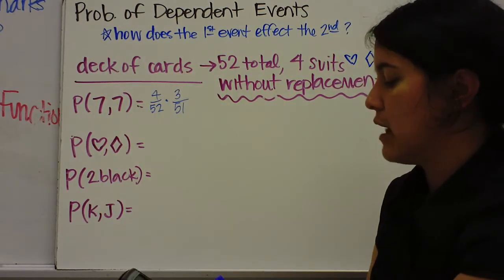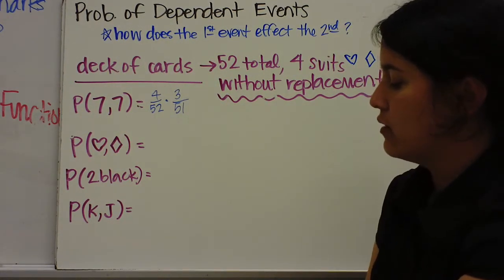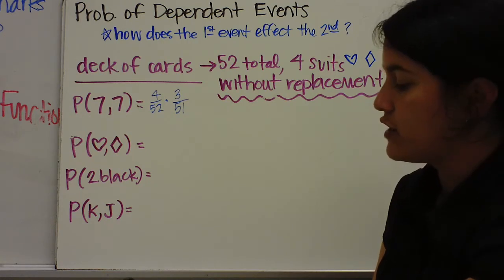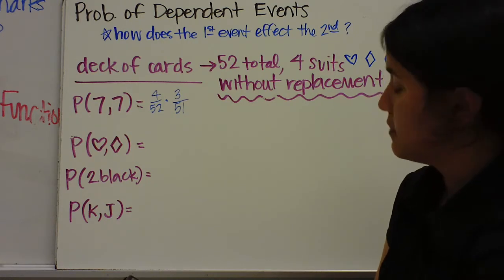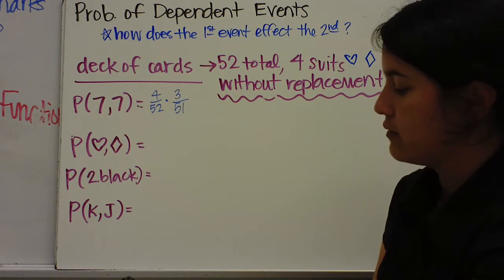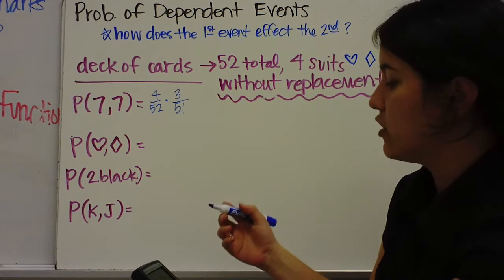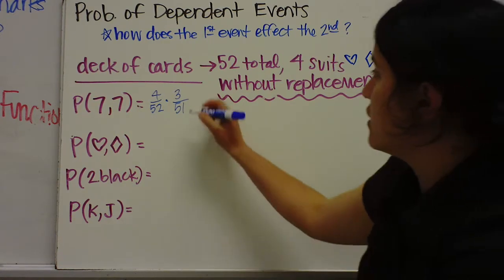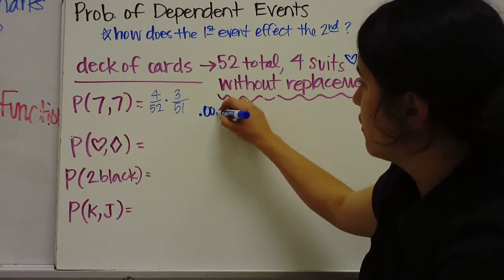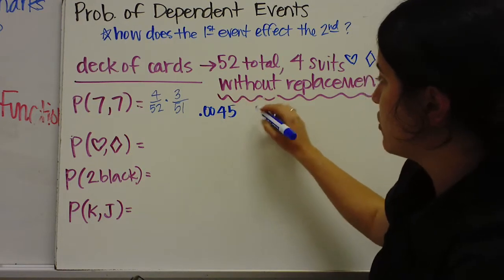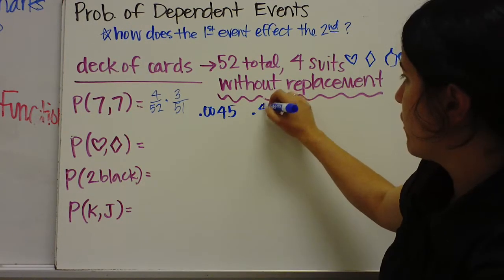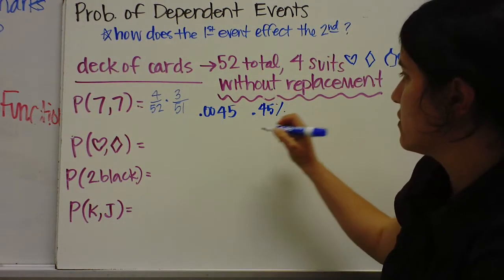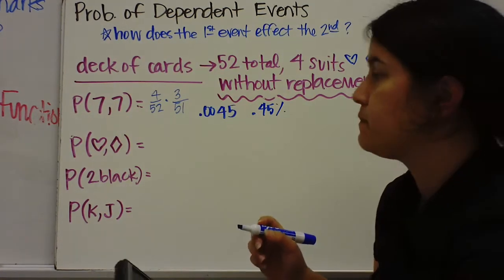So you would have to multiply 4 out of 52 times 3 out of 51. And so that would give you, whoops, I did that wrong. 4 divided by 52 times 3 divided by 51, and that is 0.0045, which is 0.45%. So you move the decimal over twice.